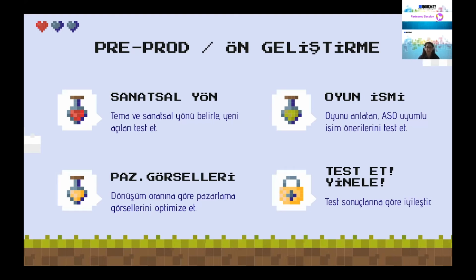Your style might be anime style or a realistic style. So you can make the A/B tests for the target audience. You can try to understand if it is interesting enough for the target audience. You can prepare some market visuals from the Google, and you can use some tools there.